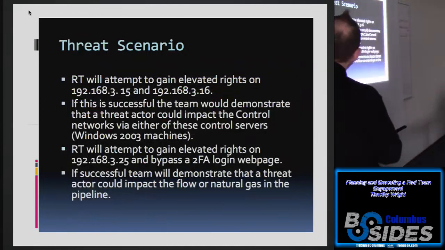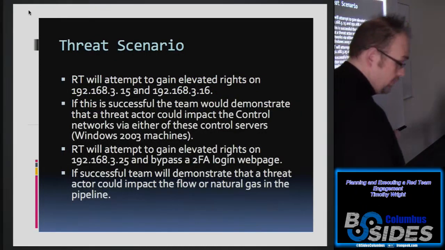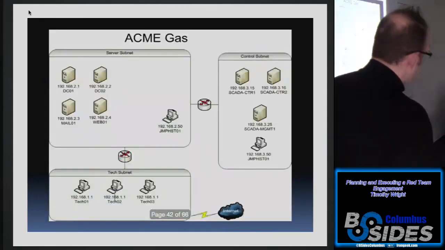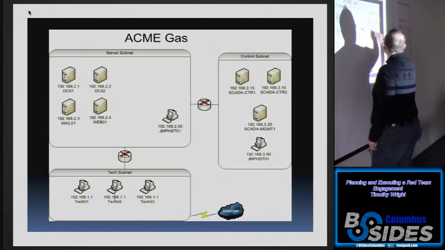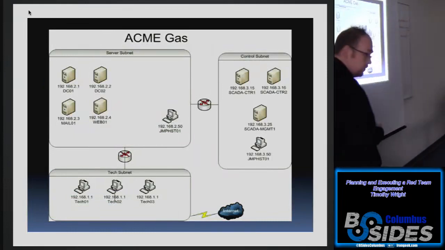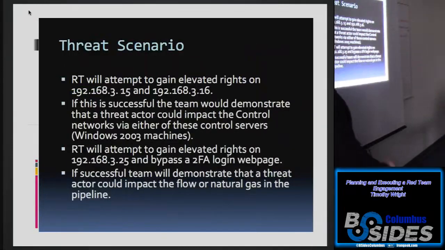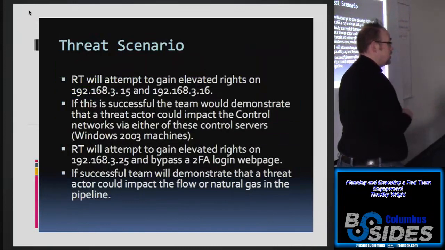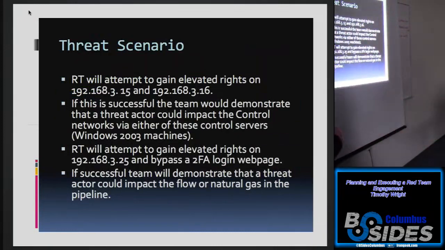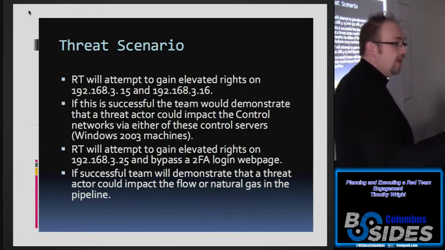So the threat scenario is we're going to attempt to get elevated rights on two machines, 3.15 and 3.16, which we could go back here and look. That is these two machines here. Those two machines would more than likely have some type of interface connecting directly to our PLCs so they can control them. So within a SCADA environment, I don't necessarily have to hack the PLCs. I have to hack the machines that are controlling them. Once I can demonstrate I have elevated rights on those machines, I can control everything within them.